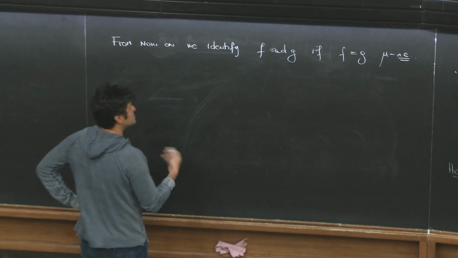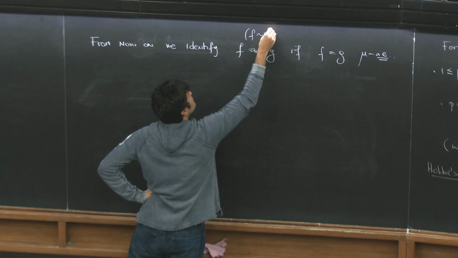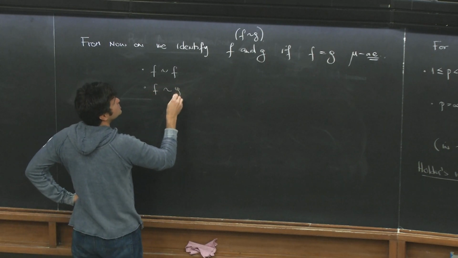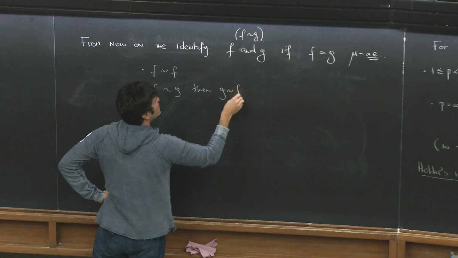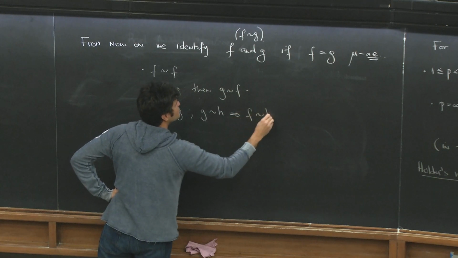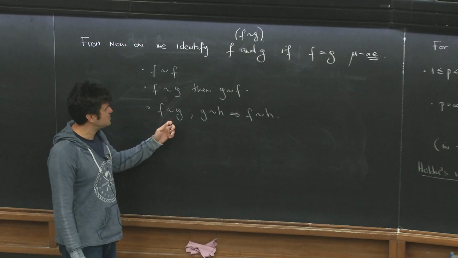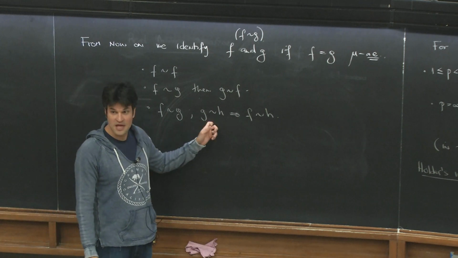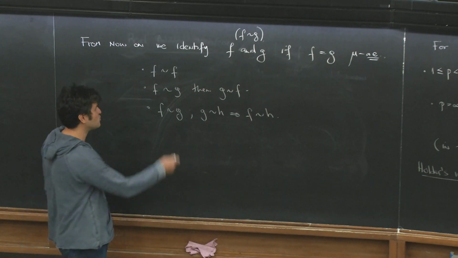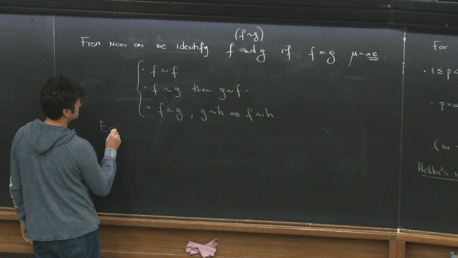So this is an equivalence relation, of course. You can call f equivalent to g. Of course, f is equivalent to f. If f is equivalent to g, then of course g is equivalent to f. And if f is equivalent to g and g is equivalent to h, of course f is equivalent to h. A union of sets of measure 0 still has measure 0. So if f disagrees with g in a set of measure 0, and g disagrees with h in a set of measure 0, f disagrees with h at most in the union of the two sets, which still has measure 0. So this is what we call an equivalence relation, and it splits my functions into equivalence classes.